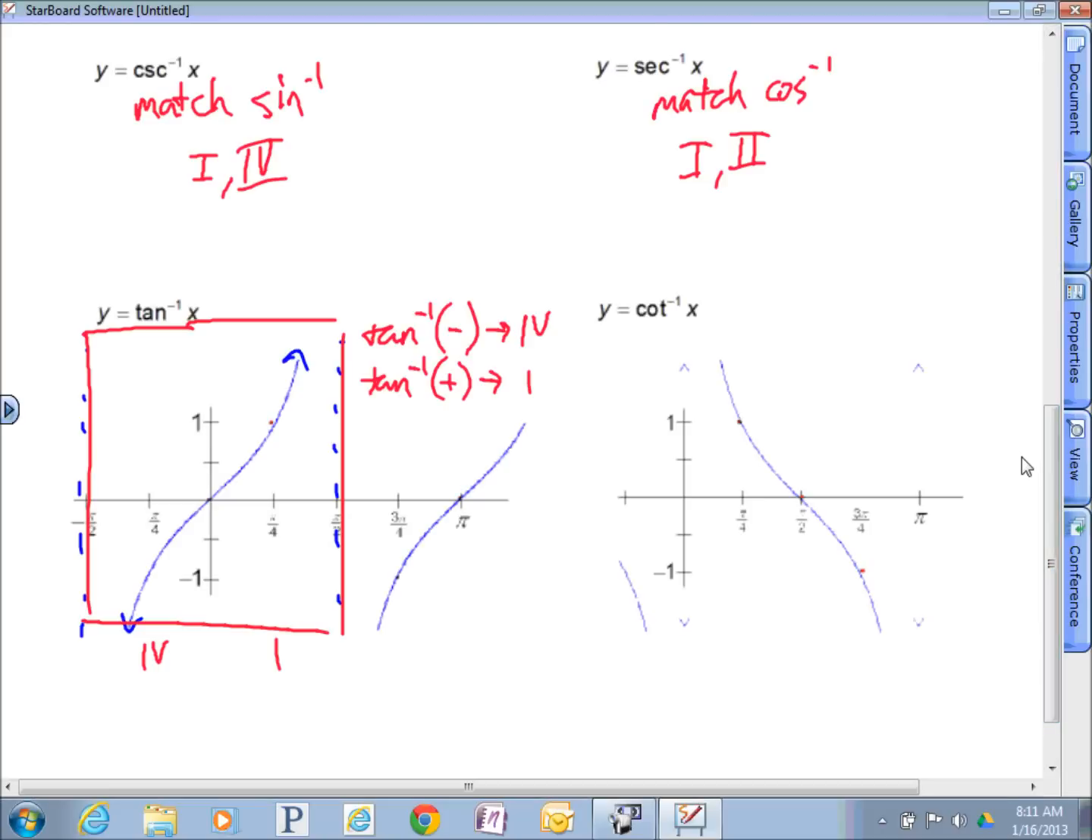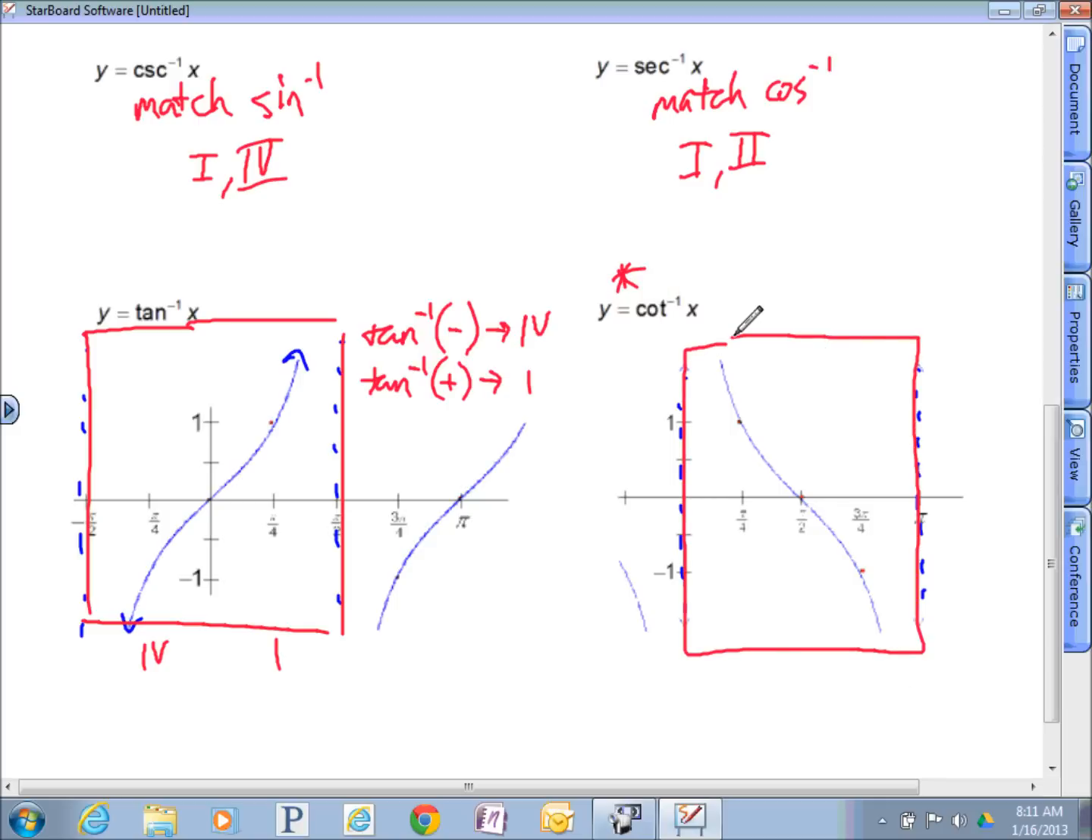Tangent and cotangent may be reciprocals, but their inverse functions don't work the same way. The reason is that if you look at these graphs, now we have asymptotes here at 0 and at pi instead of at the multiples of pi over 2. So when we limit the domain for cotangent, this is the one you're going to want to put a little star by, because the rules change a little bit.